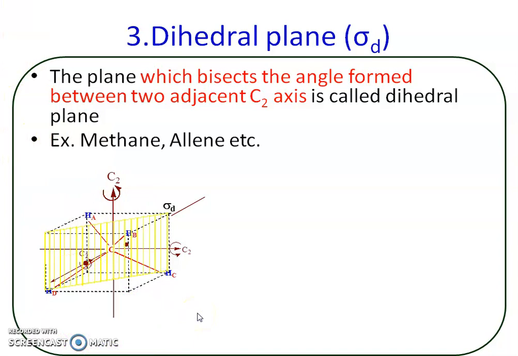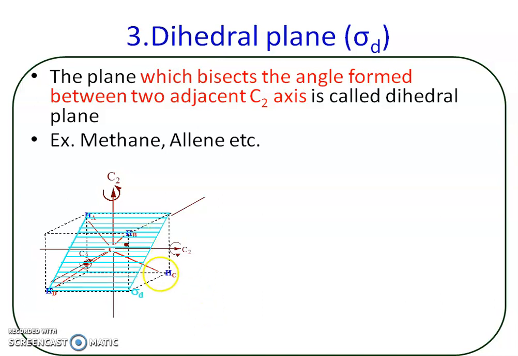And this is the next plane, the fifth dihedral plane, which is passing through hydrogen C, hydrogen D and carbon. Now in this plane there is a reflection of HA and HB, their positions will be exchanged and we get an equivalent structure.